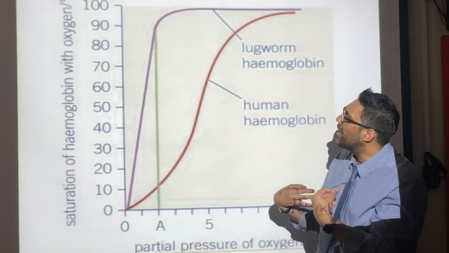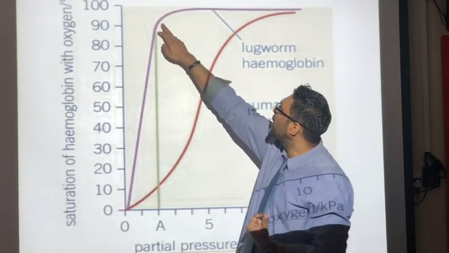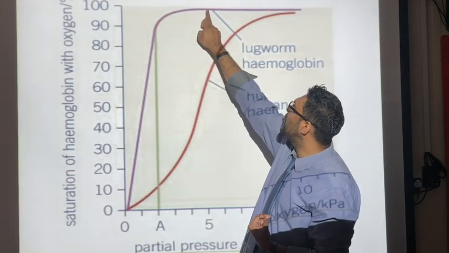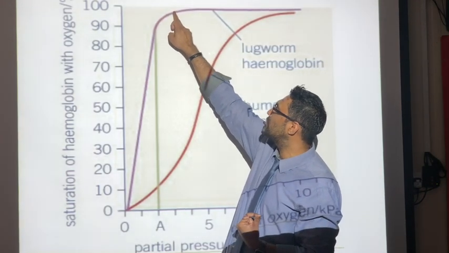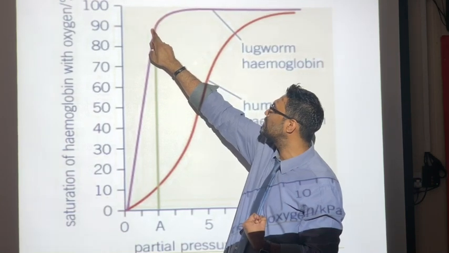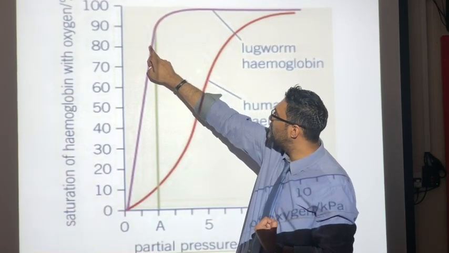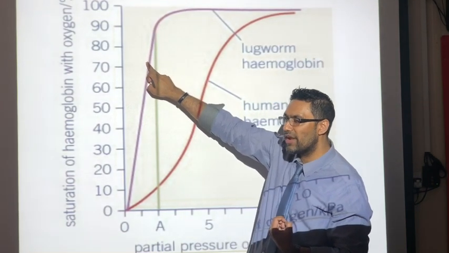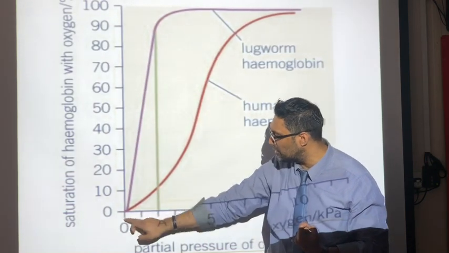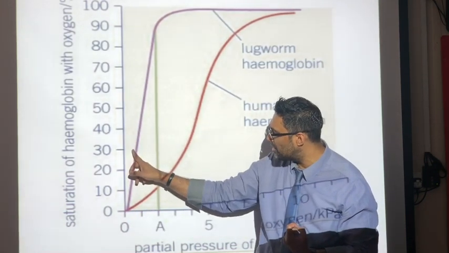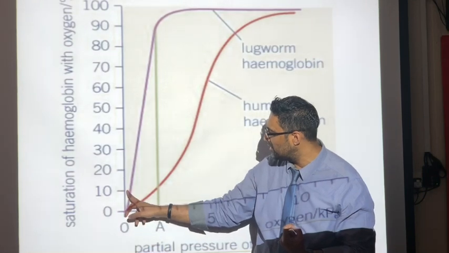Then the opposite. Here, loads of oxygen. It'll hold onto its oxygen, hold onto its oxygen. Suddenly, very little oxygen around. If there's very little oxygen around, it'll give up its oxygen. So when you're here at 1, that's 30%. When you're at 0.5, that's 10%.